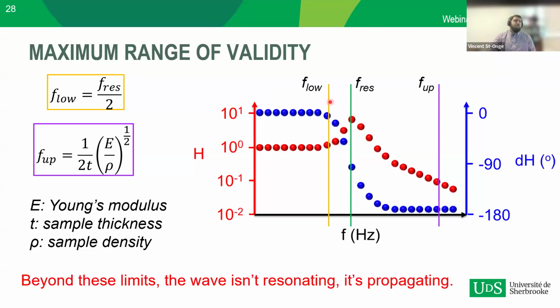So this is something very important to take into account, because if you have a frequency that is lower than the lower limit, the wave is no longer resonating, it's actually propagating inside your sample. And that means that the model that will be used to extract the viscoelastic behavior will not be valid. So it will give you something, but it will not be meaningful.